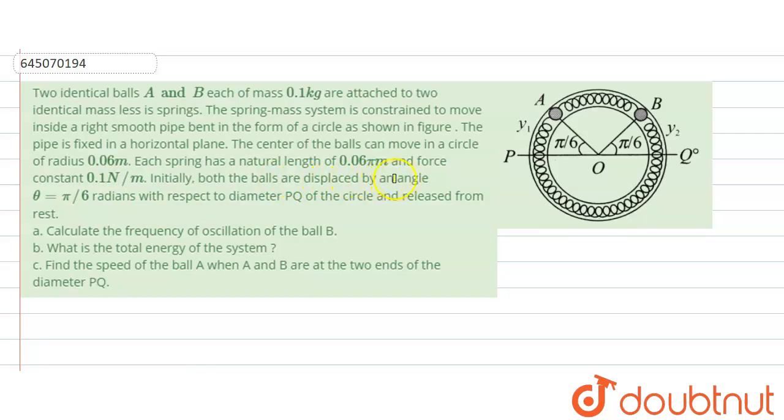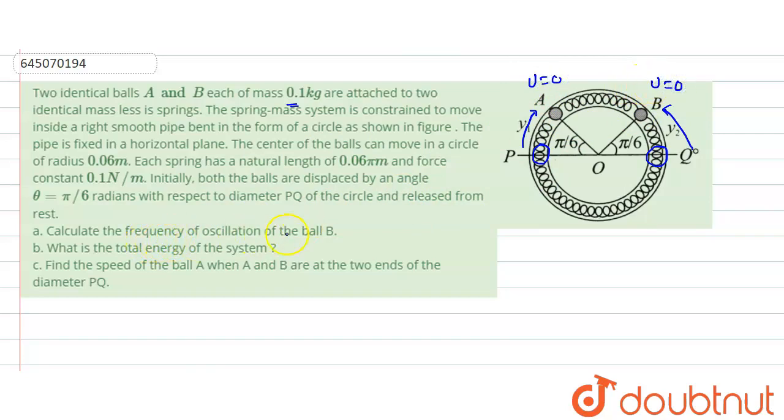Now initially both are displaced by an angle of pi by 6 radian with respect to the diameter PQ of the circle and then released. This was the initial position of the springs. Now we have taken A to this position and B to this position. This is a symmetric position because here it is pi by 6 and here also pi by 6, and the masses are also the same. Then they are released from rest, that means velocity would be 0 in both cases.